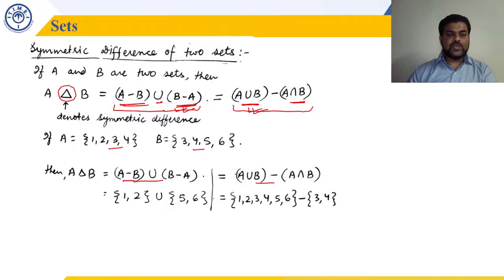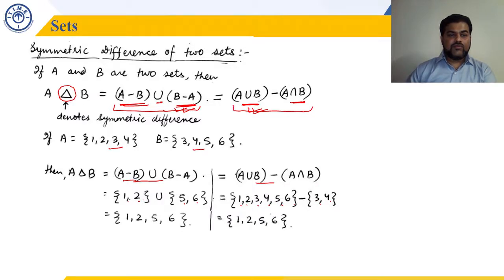So what is A minus B? A minus B is 1, 2, all those elements which belong to A but not to B. What is B minus A? B minus A will be similarly 5, 6. Here A union B will be 1, 2, 3, 4, 5, 6 and A intersection B will be 3, 4.